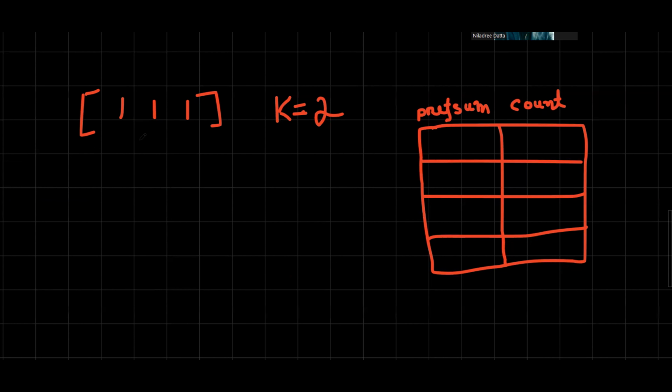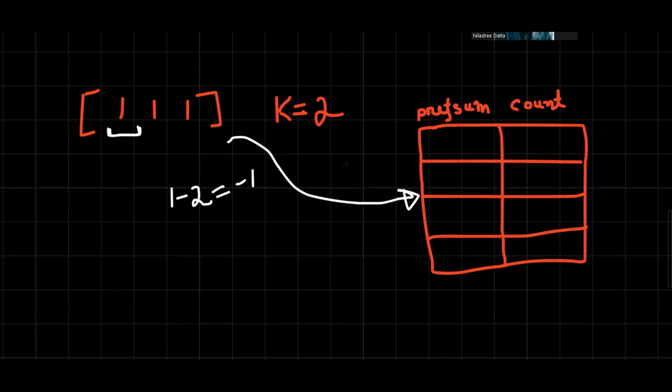Now, for this element 1, their prefix sum will be 1, right? So we have to determine the sum minus k, where the sum is 1 and the value of k is 2, which is minus 1. So we have to determine whether our minus 1 is presented in the prefix sum array or not. We can clearly see that our minus 1 is not presented here, right? So it is not possible for this subarray to become the summation equal to k.